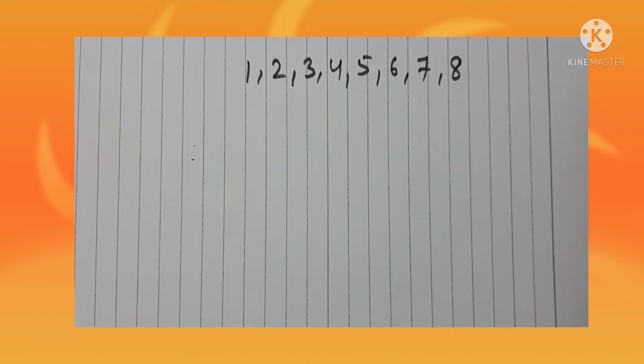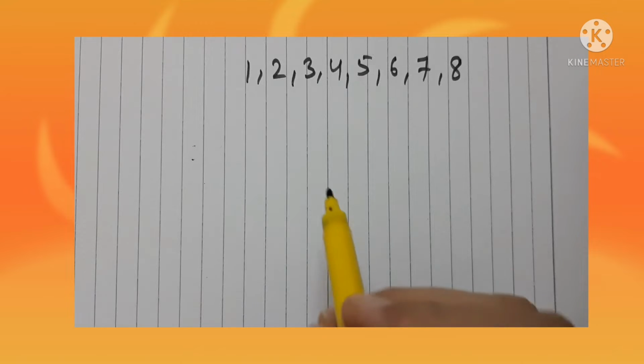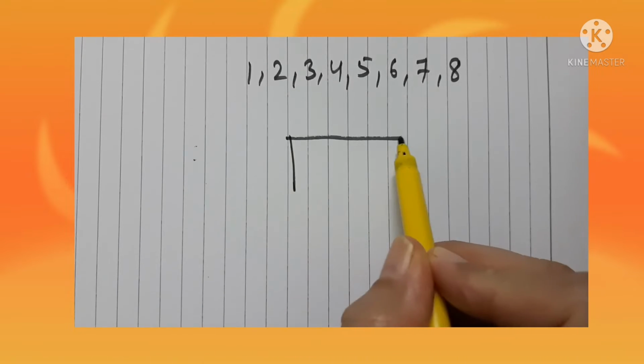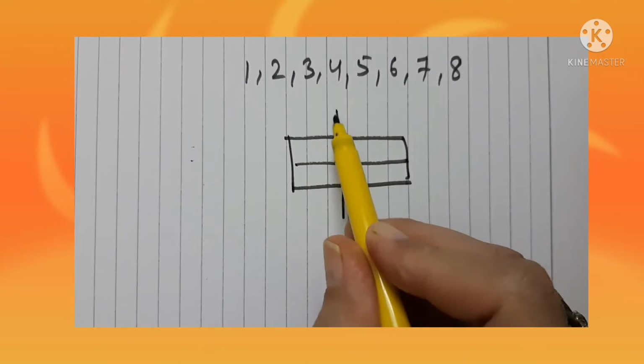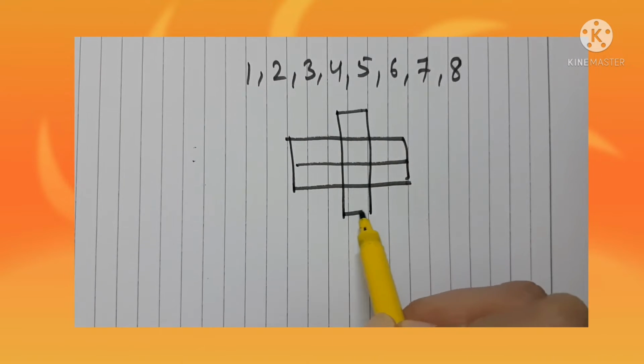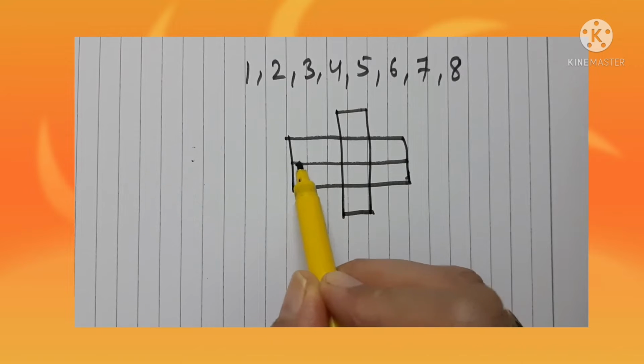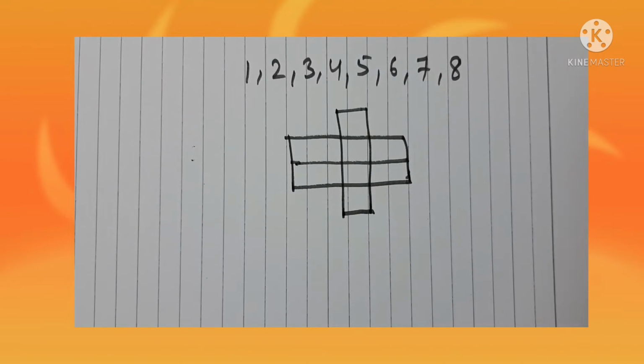And these are the 8 digits 1, 2, 3, 4, up to 8. Now the problem is we need to place them in this box. You can see that there are 8 spaces created for each one of the digits.